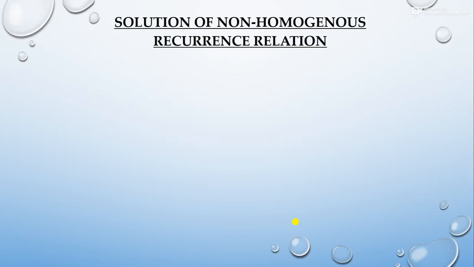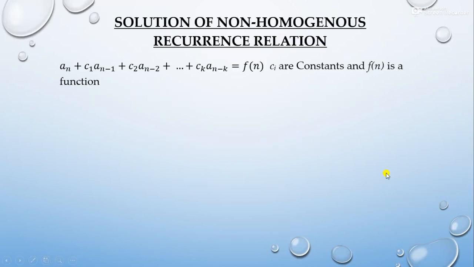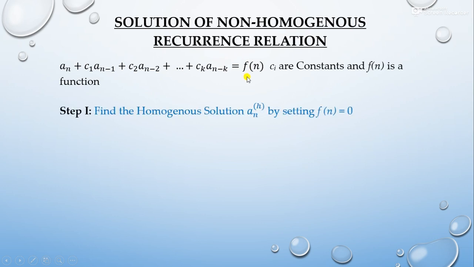So here we have the non-homogeneous recurrence relation, where C1, C2, Ck are the constants and Fn is the function which makes this recurrence relation non-homogeneous. So first, how do we solve this non-homogeneous recurrence relation?